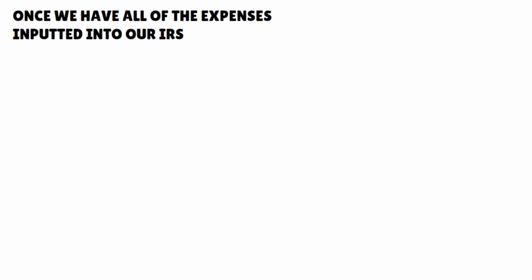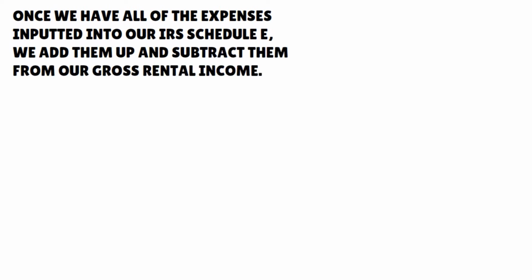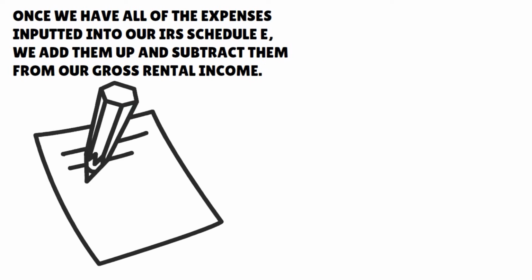So basically, once you have all the expenses inputted into your IRS Schedule E, you add them up and subtract them from your gross rental income. So the income or loss for each property will be reported on line 21. Okay, so if line 21 is a loss, you put it in line 22.